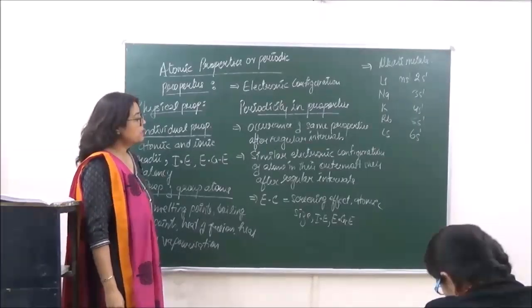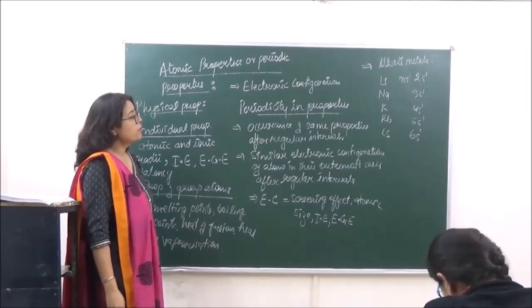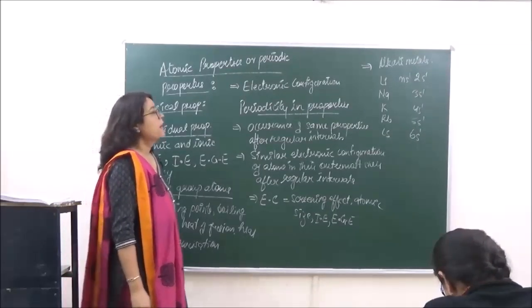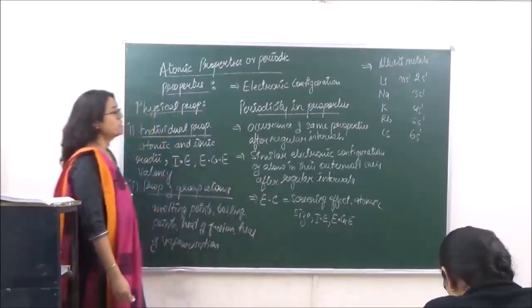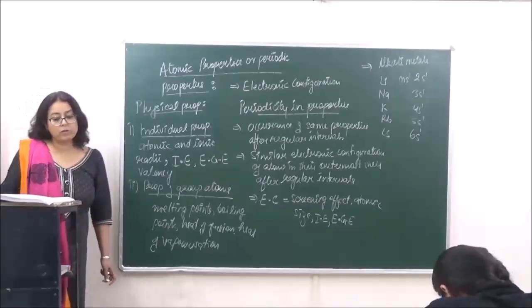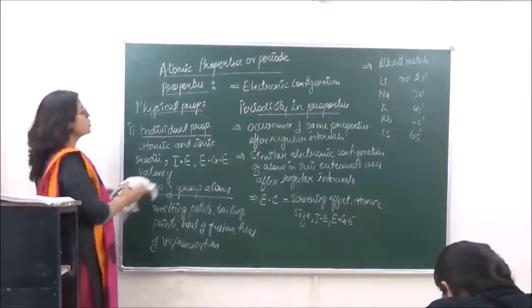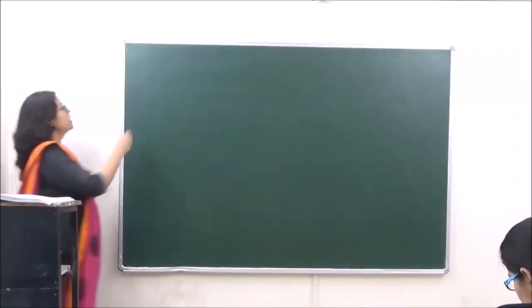Right? So the physical properties also depend upon the electronic configuration, but they will show a gradation, whereas chemical properties are going to be the same. So the first property which we are going to discuss is the screening or the shielding effect.